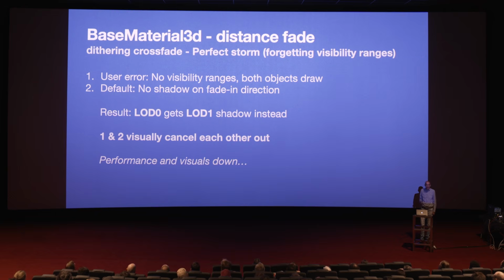Well, because it's actually kind of nasty. Because under normal circumstances, what is happening now, I brought everything to the front, but with LOD, usually you do it a bit further away, because otherwise it becomes very obvious. The user error, forgetting the visibility ranges, and then the default not having a shadow in the fade-in direction. But not having the visibility ranges causes both objects to draw. So it will look okay. In the distance, you'll see a tree and you'll see a shadow. You'll never know the difference, except that instead of increasing your performance, you basically halved it. So that was the perfect storm. Easy to walk into that one.